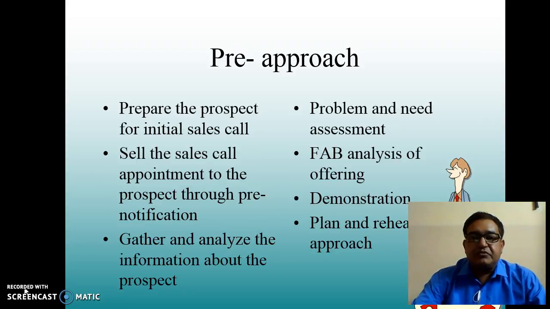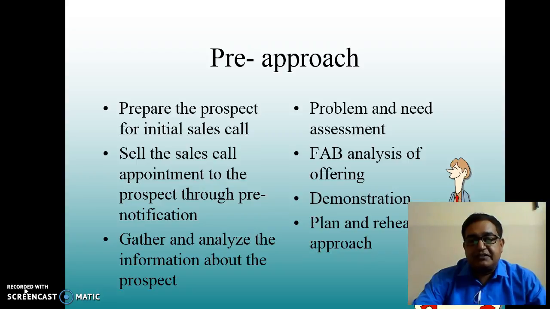Along with that, during the pre-approach, you need to also work upon the feature, advantage, benefit analysis of your offering. Because features is the language understood by the salesperson, whereas the language understood by a customer is the language of benefits as well as advantages. So every time, for each and every offering, you need to work upon translating each and every feature in terms of benefits to the end customer. If you are able to do that, it will help you to pitch your product accordingly, and definitely it will have an impact on how your product can have a better suitability for that particular prospect.